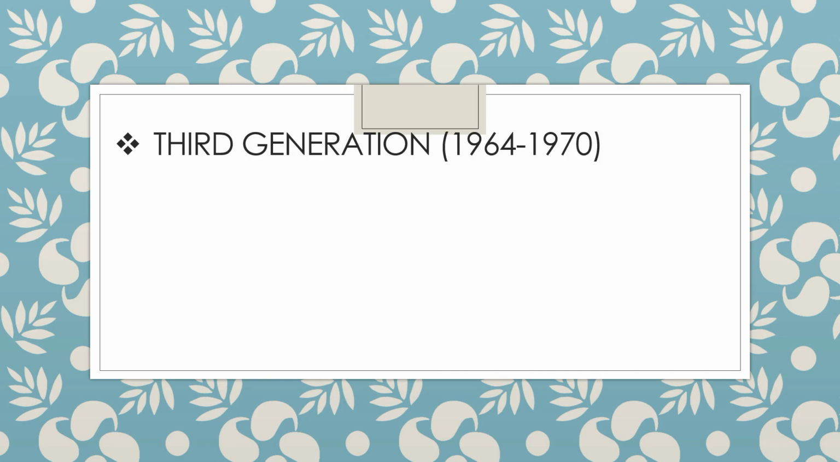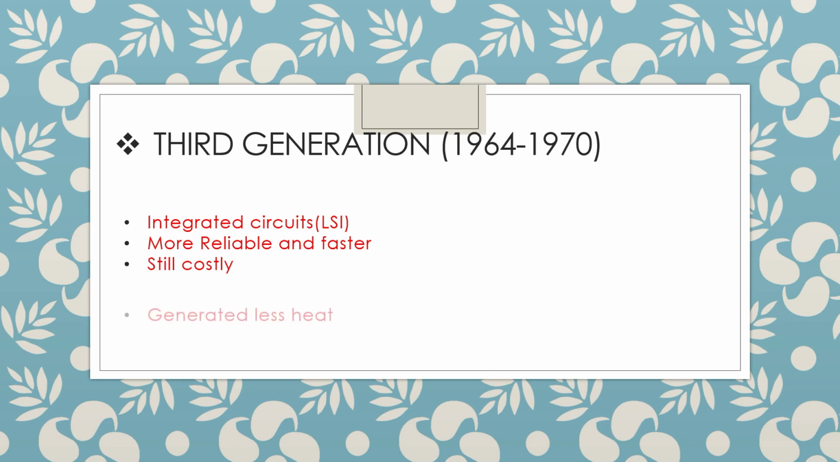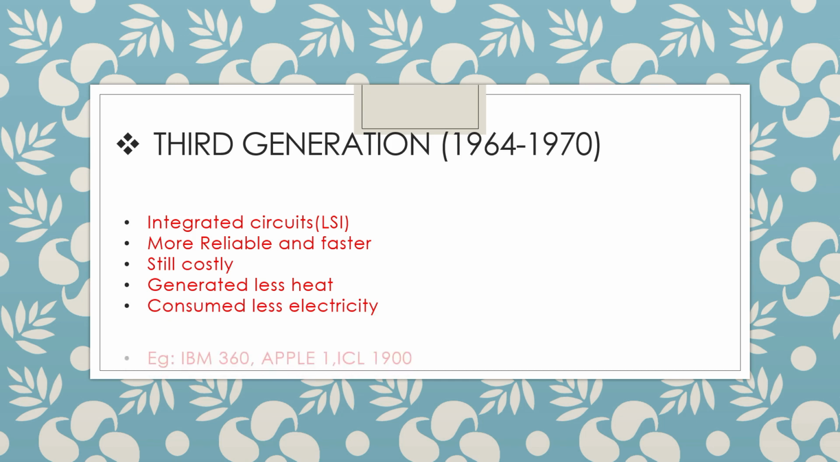Then comes third generation computers, during the period 1964 to 1970. Integrated circuits were used. Large scale integration. More reliable and faster than the previous generations. Still costly. Generated less heat. Consumed less electricity as compared to the previous two generations. They were smaller in size, faster and more reliable than previous generations. Examples are IBM 360, Apple I, ICL 1900.